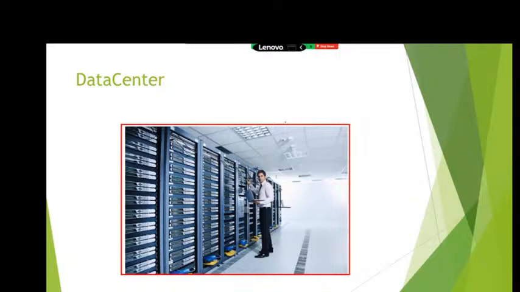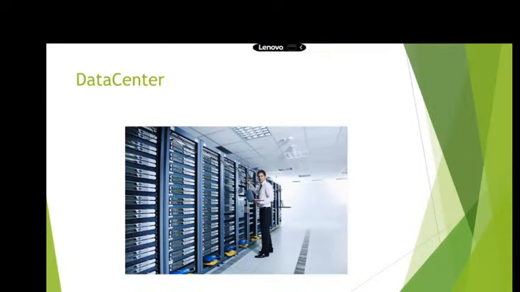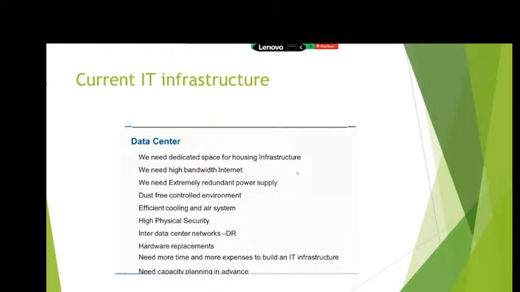So first, we have to purchase one building and design it according to data center rules, regulations and guidelines. After designing the data center, we need many things. What are the things? First, we need dedicated space for housing infrastructure, the point which I have just explained. Next, we need high bandwidth internet.